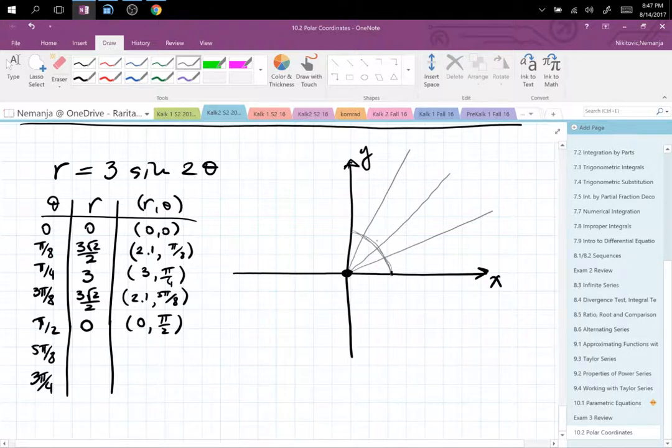That's 2.1. So 2.1, 2.1, and then 3. Go from 0, hit the first point, go to the second point, and go back. We got a petal right there.